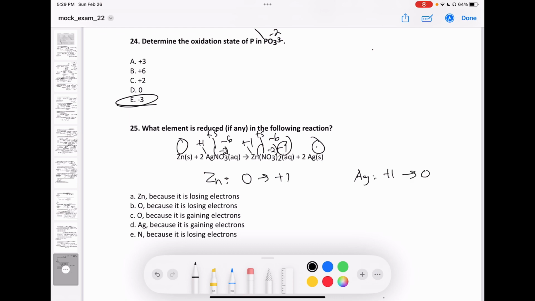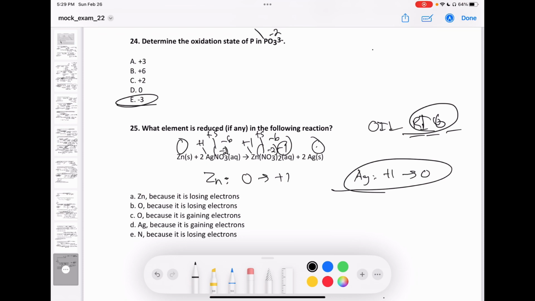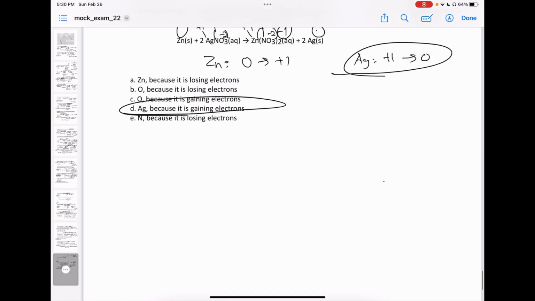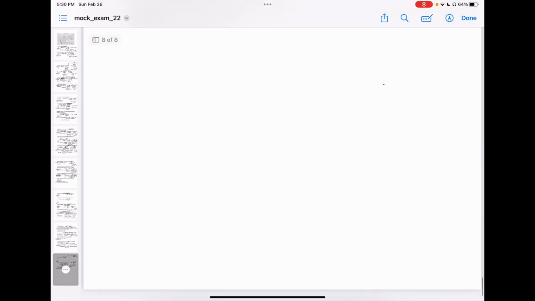And then we know that from OIL RIG, our awesome mnemonic, reduction is gain, and that means reduction is gain of electrons. And gain of electrons is a little counterintuitive because you would think that your number goes higher, but electrons are negatively charged, so that means it's going to go more negative. And we know the one that did that was the silver. It went from +1 to 0, so it went more negative. And then that's answer choice D. Oops. Yeah, cool. I hope that helped.